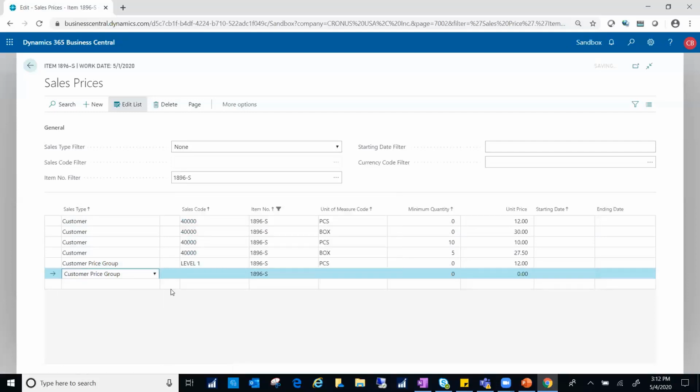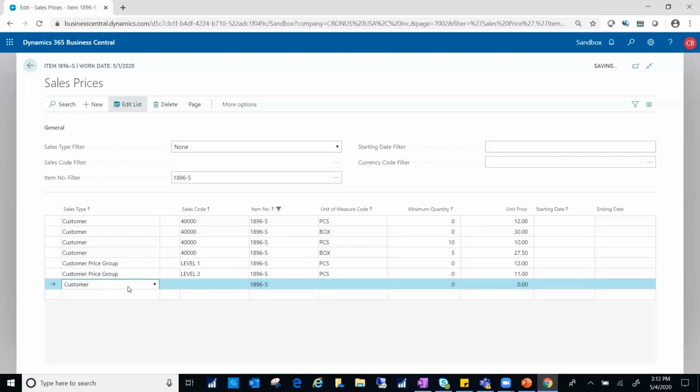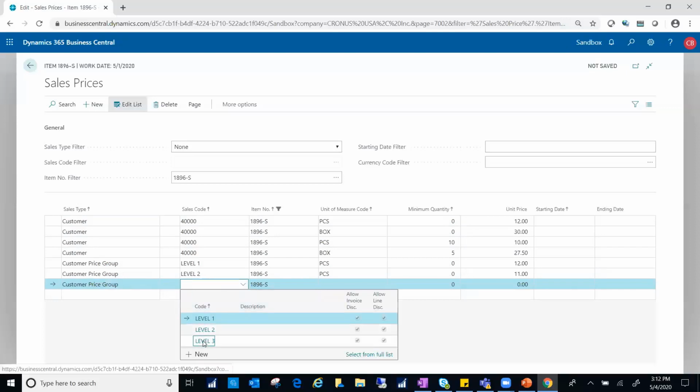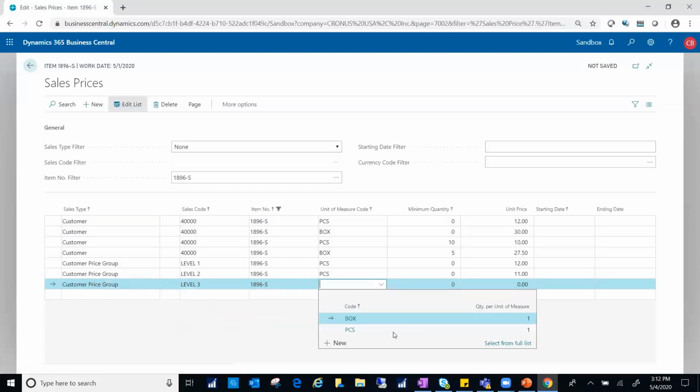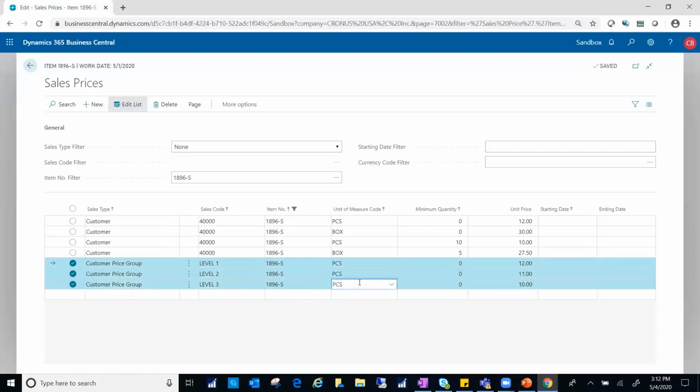If my customer price group is set at level 2 for a piece, they may get it for $11. And I'll set up my third level, set it at $10. So now I have the option that I set up based on my price groups. Level 1 that purchases this item will get it at $12. Level 2, $11. Level 3, $10.